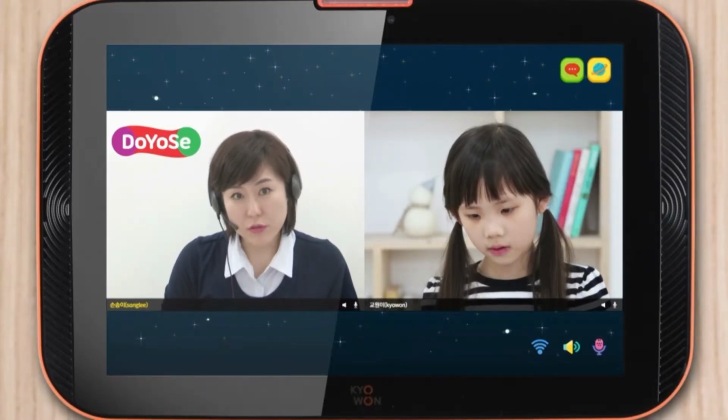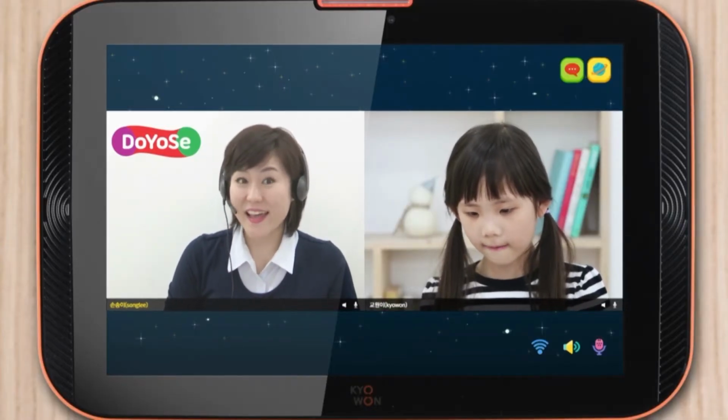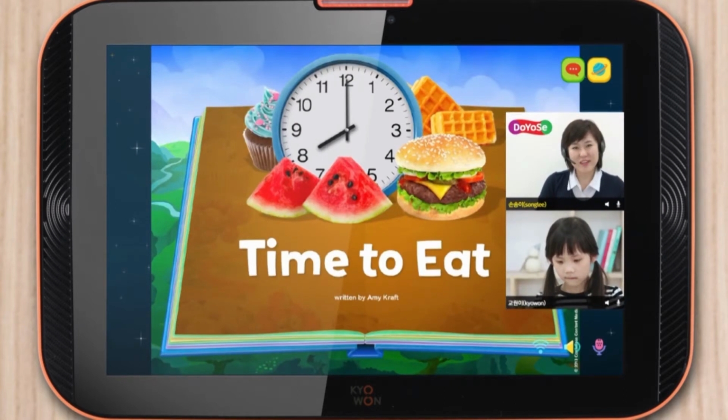But if the children have a little difficult time only speaking in English, then it's okay to use Vietnamese. That's great. Let's read the title together. But this is reviewing what the student learned before.